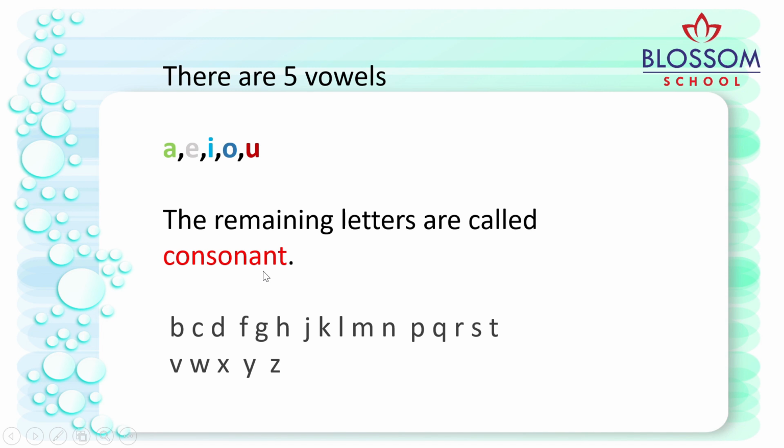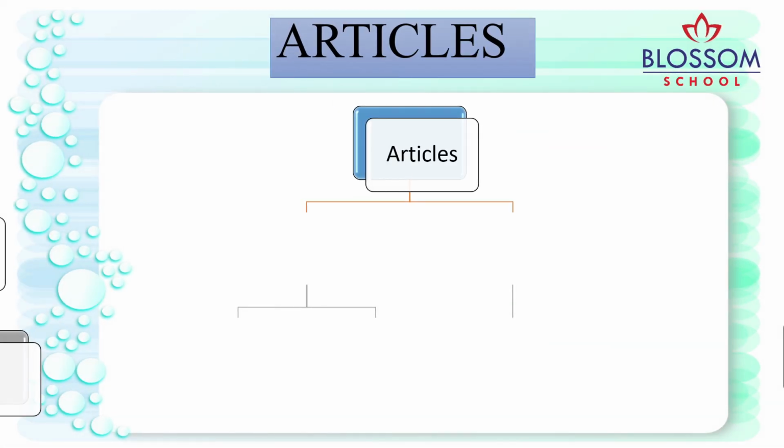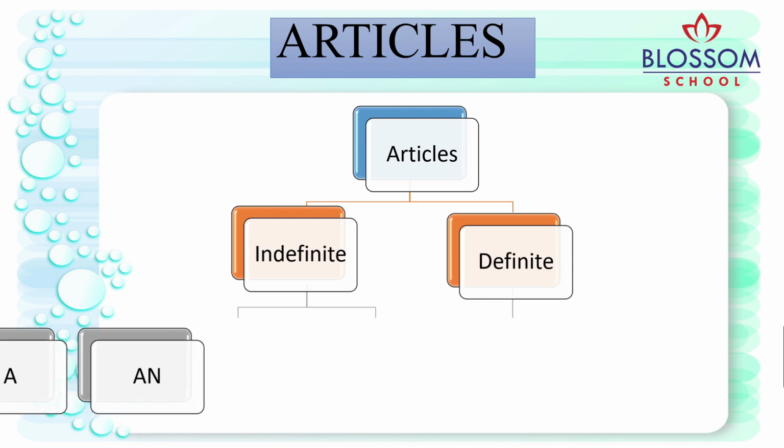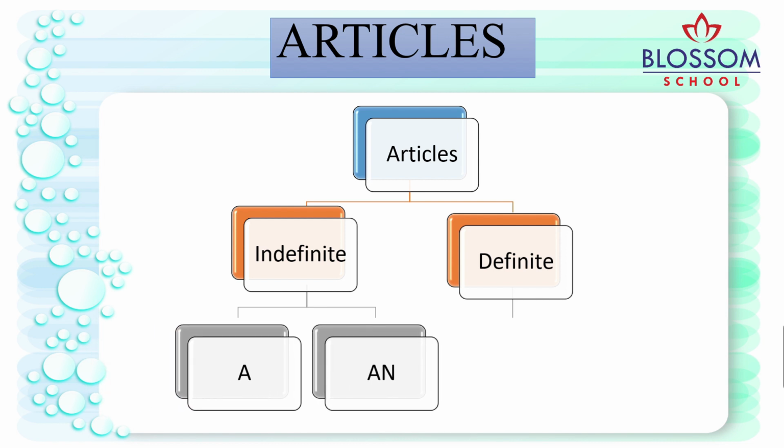Now let's start with the topic. Articles are divided into 2 different parts. One is indefinite and the other one is definite. Which are the 2 types of articles? Indefinite and definite. Indefinite articles are further divided into article A and article An. We have only one definite article, that is article The. So these are the different types of articles.